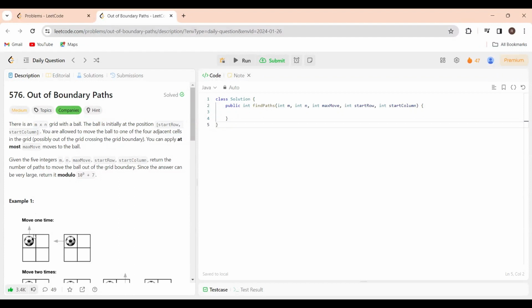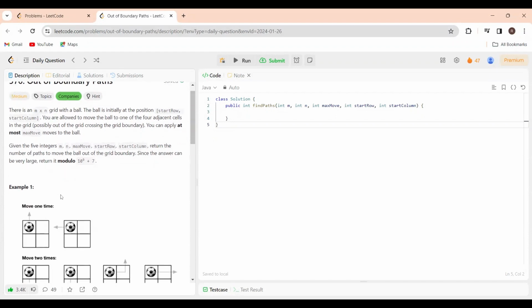Whenever our max moves comes to zero, then we know that we have traveled max moves, so we must not travel more than that. Initially we will be at the starting row and starting column. From that position only we have to move the ball such that it goes out of bound. So how many paths go out of bound? We need to return the answer.